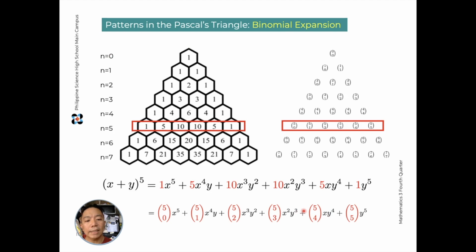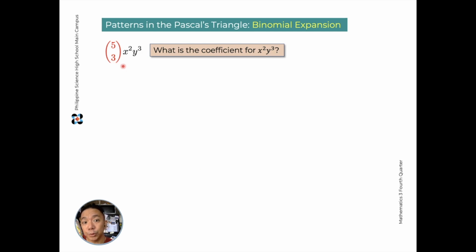Now, let's take a look at a specific term. Kunyari, itong term containing x squared and y cubed. Ang coefficient niya ay 5 choosing 3. And right now, what it is answering is, ano ba yung coefficient for x squared, y cubed? But what we'll do is, we'll ask a different question to give us an idea kung anong nire-represent ng combination na 5 choosing 3 na yan. We'll do that by doing the expansion.